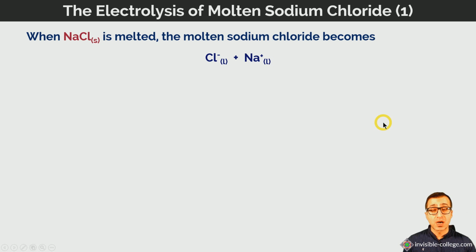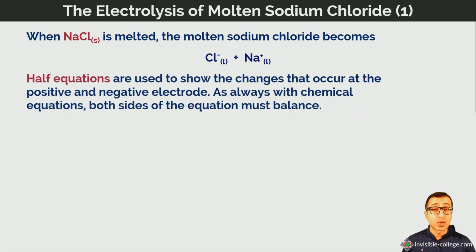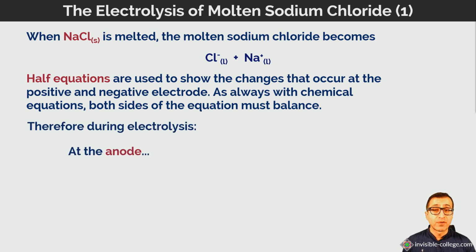Now, half equations are equations which are used to show what is happening at the positive and the negative electrodes separately. Now, as always with any kind of chemical equation, both sides of the equation must balance. So during electrolysis at the anode, you have, in this case, the negatively charged ions giving up their electrons to form atoms. Now, chlorine atoms, as we saw before in previous topics, will form pairs where they covalently bond with each other to form chlorine gas molecules, Cl2.